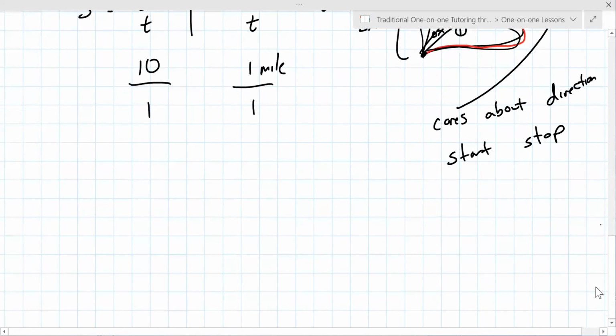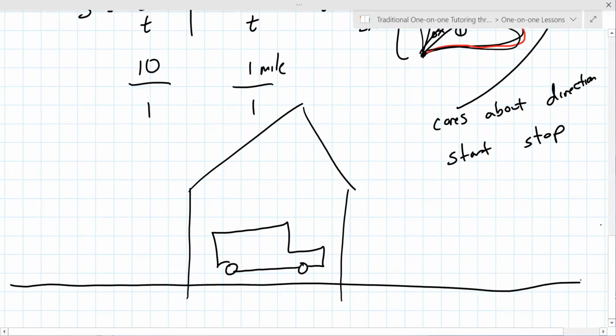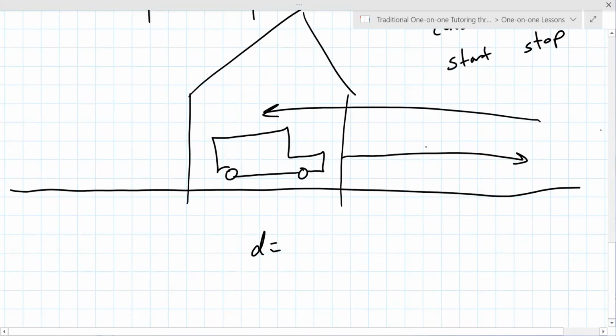Okay. So let me try one more thing here. Let's say you have a car, and it's inside a garage. What's interesting about this is it's got a door in the front and the back. So you can go out the back, you can go out the front. Let's consider the following scenario. You drive it forward, and then you drive it backwards. How far have you driven it?